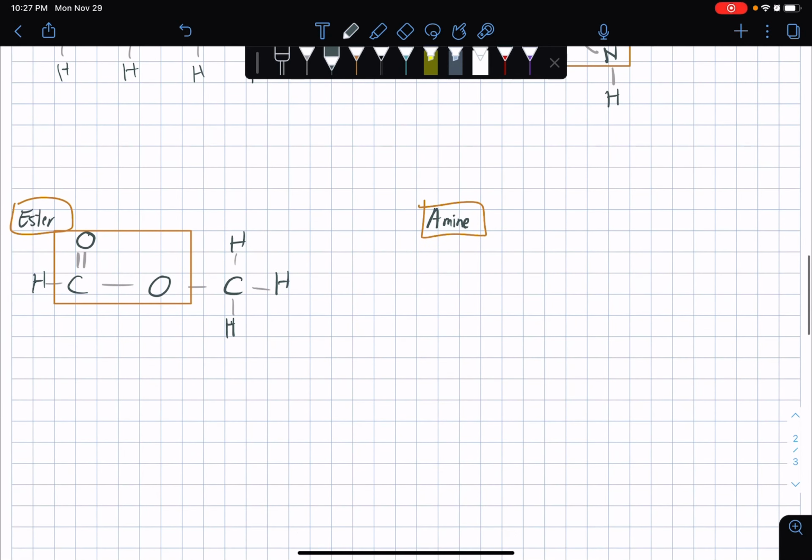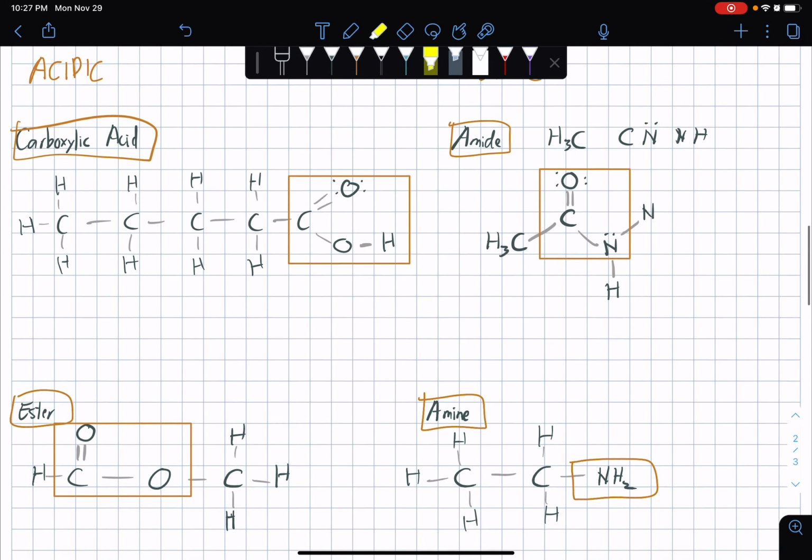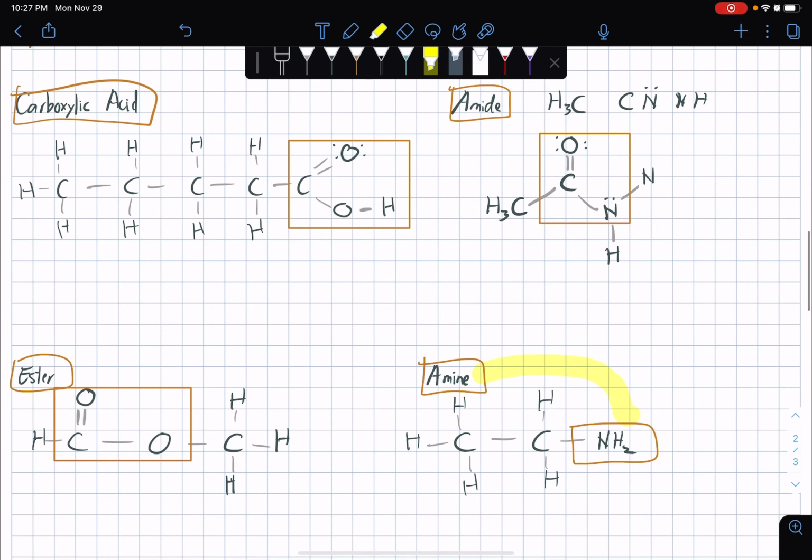For amine, the second basic functional group, we have 2 carbons, basically. So yes, this is again our basic outline. H, H, H, H, H. And at the very right, we have NH sub 2. That's it. Piece of cake. So that refers to amine. NH sub 2.